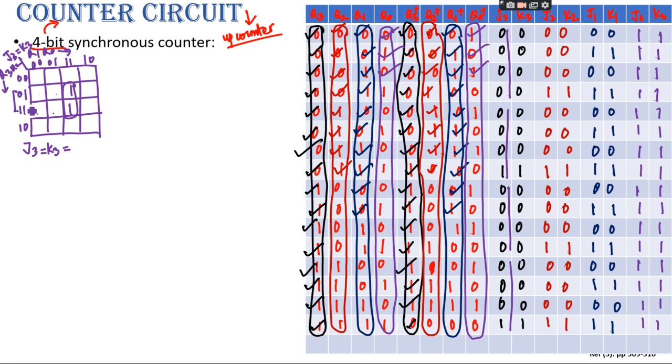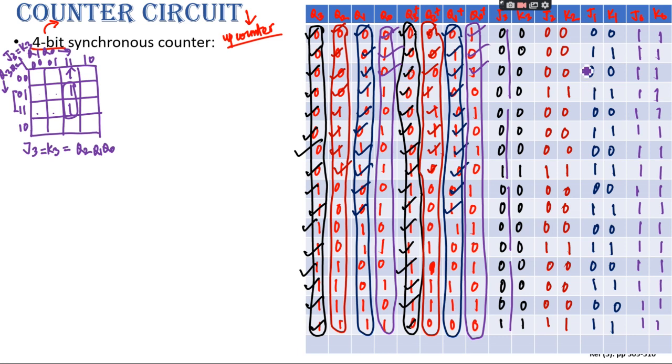It should be, between these two rows, what is in common? Q2, right? Yes, sir. And between the columns it should be Q1 and Q0. Q0, right? Yes, sir.